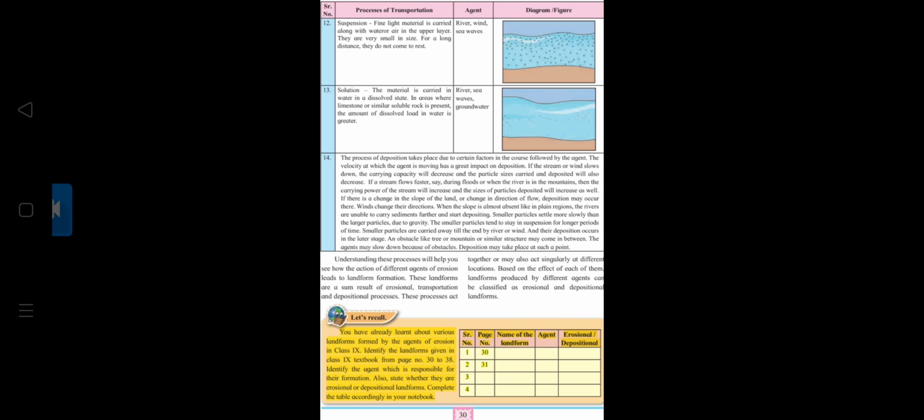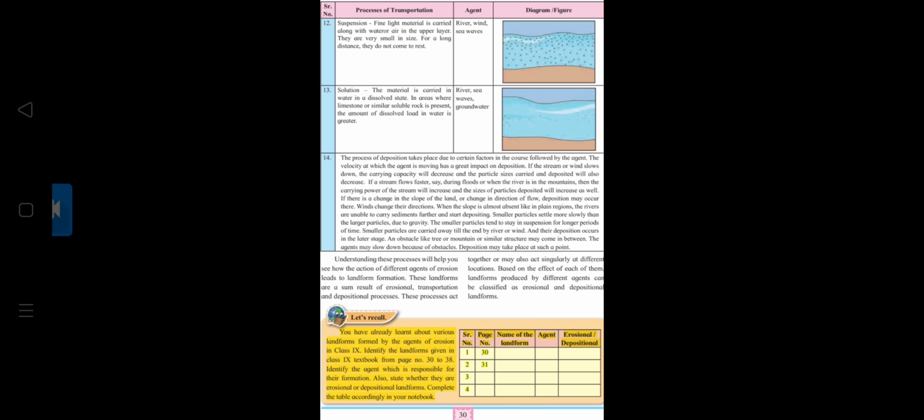Smaller particles are carried away till the end by river or wind. See, there is a difference, students, when we talk about small particles and large particles. Smaller particles settle more slowly and they tend to stay in suspension for longer periods. They also get carried away, mind you, till the end of river or wind, and their deposition occurs in the later stage. An obstacle like a tree or mountain or similar structure may come in between. The agents may slow down because of obstacles. Deposition may take place at such a point.